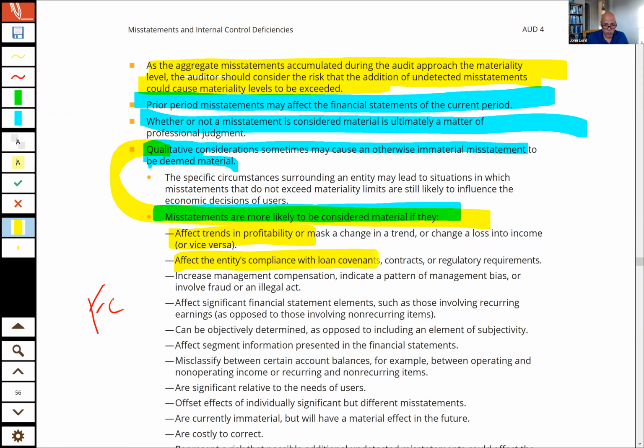And so you would look for errors that are going to affect their profitability, right? Increased management's compensation. These are starting to kind of point to what? Almost fraud risk factors, right? Okay, can be objectively determined as opposed to certain elements of subjectivity. Okay, good. Flashcard all that.